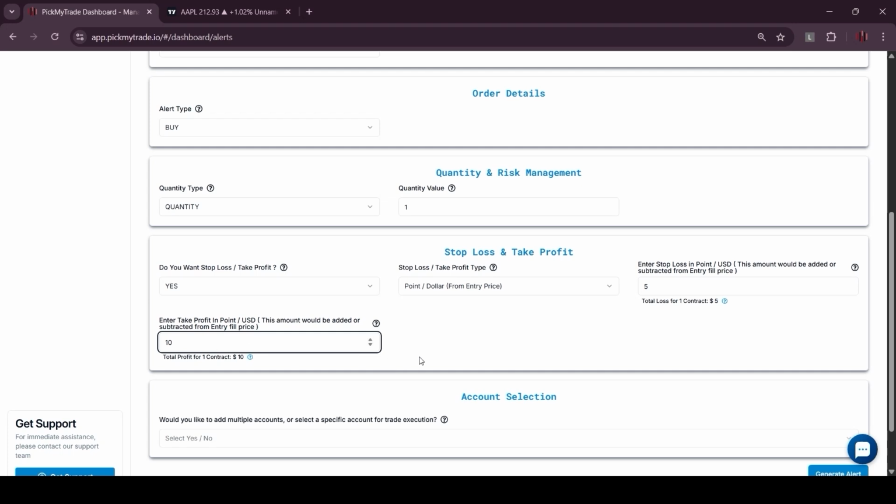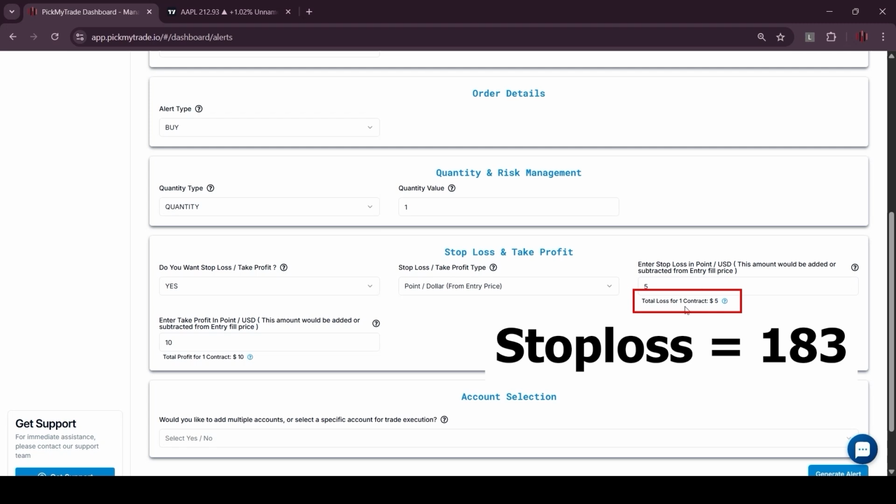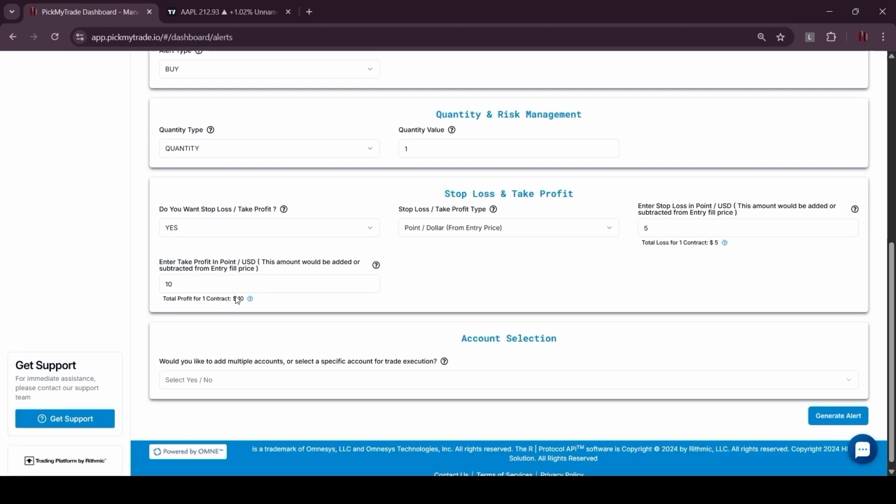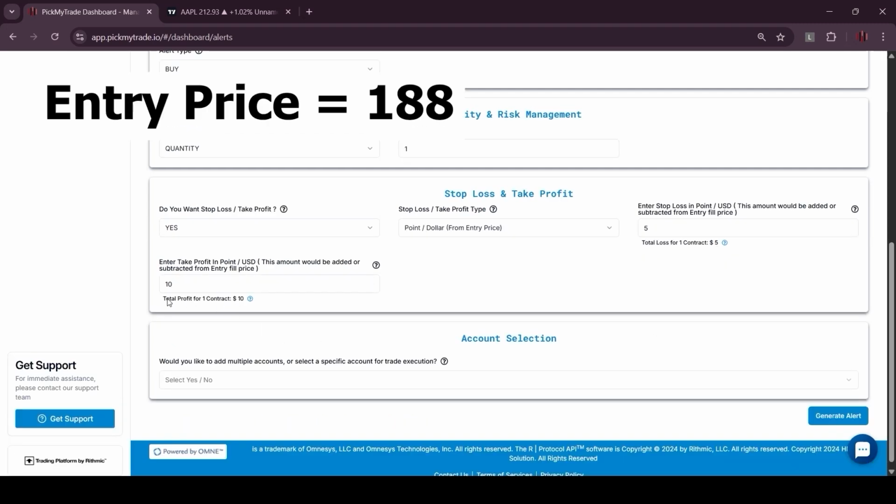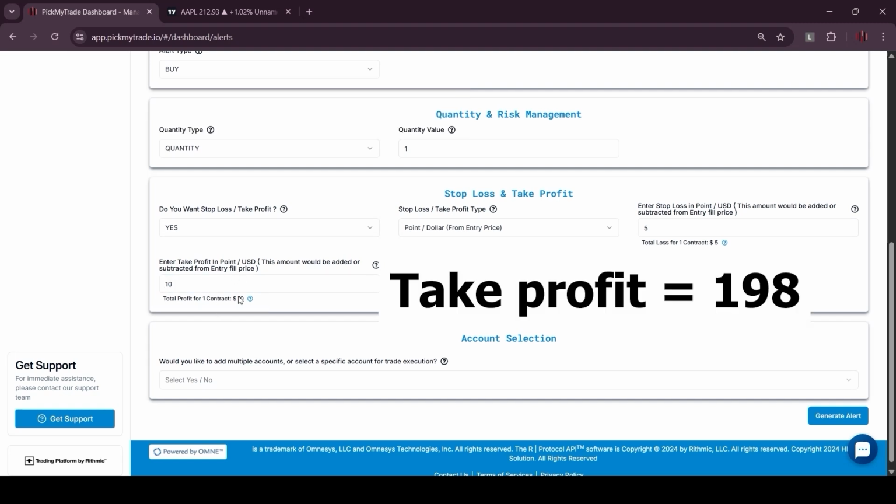For example, the entry price is $188, then the stop loss for one contract will be $5, which means the stop loss will be on $183. And for take profit, as I have placed 10, if the entry price is $188, then the take profit for one contract will be $10. Then the take profit will be on $198.